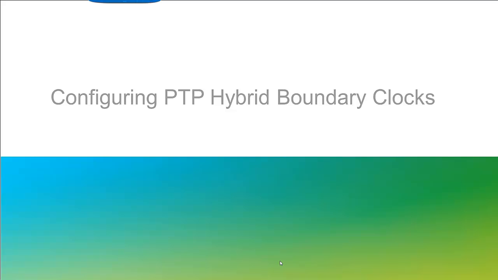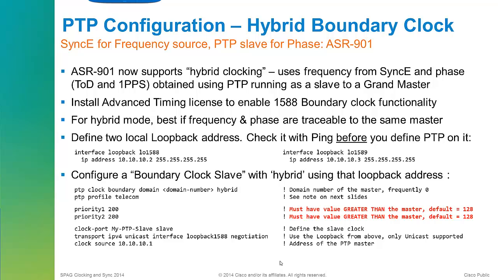Now, when we did slave clocks, we introduced this concept of hybrid slaves, where you take the slave phase and time of day from PTP and you take the frequency from TDM or SyncE, and the same thing happens with boundary clocks. So you'll see it's more of a combination of hybrid slave and just adding boundary clock to the equation. So the 901, again, you need to install the timing license. As we said, for hybrid mode, it's best if frequency and phase are traceable to the same master.